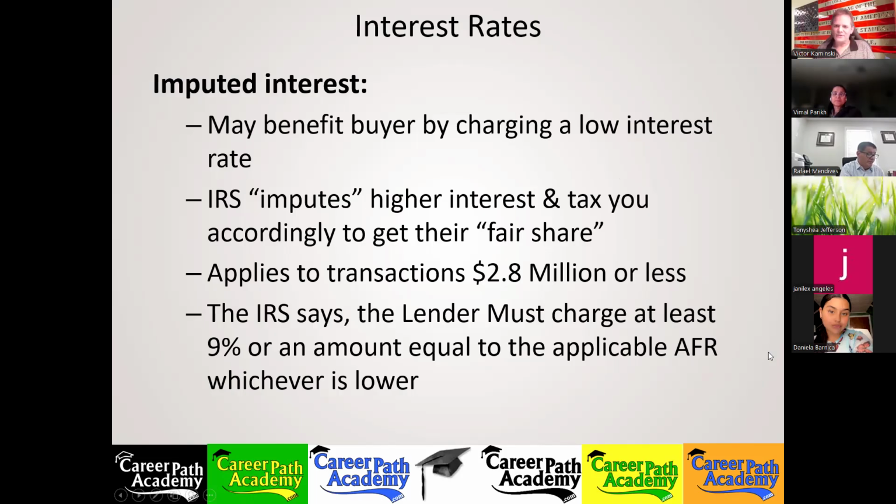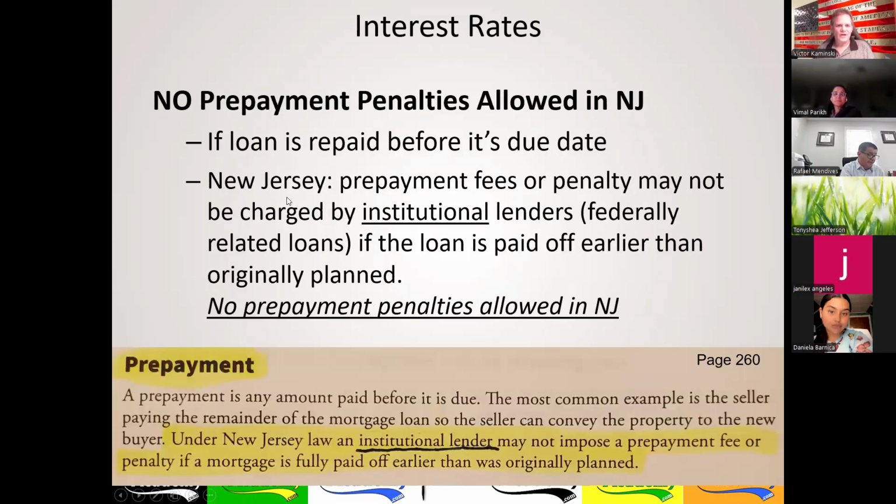There is a cost of lending. There's a way that they do business now. So no prepayment penalties are allowed in New Jersey if you pay off your loan sooner than planned. So you get a mortgage loan to buy a house. You got a 30-year loan. If you pay it off in 20 years, no prepayment penalties are allowed because you prepaid the loan in advance before the 30 years. The lender cannot penalize you and charge you fees for paying it off sooner than what you agreed to in your loan terms when you got the loan.